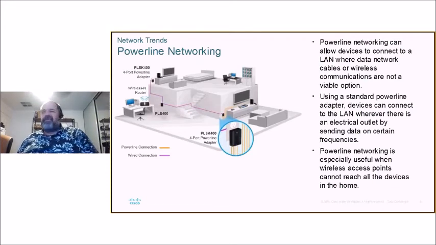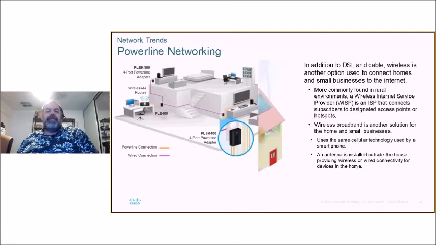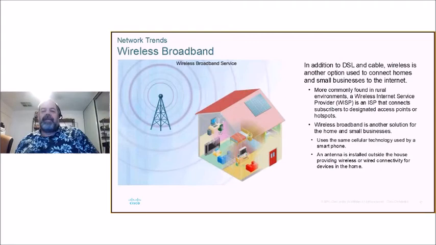Used to be only about 2 megabits a second or something like that, but it has improved in speed greatly recently. Okay, so of course wireless broadband. In addition to DSL and cable, wireless is another option used to connect homes and small businesses to the internet. So more commonly found in rural environments, wireless internet service providers connect subscribers to designated access points or hotspots.